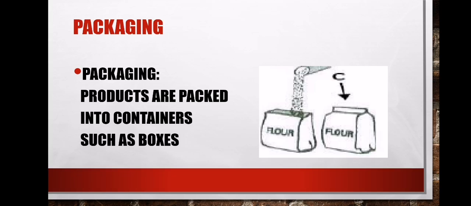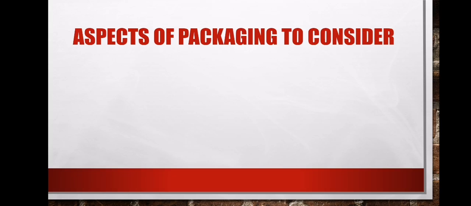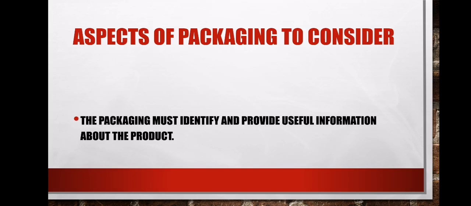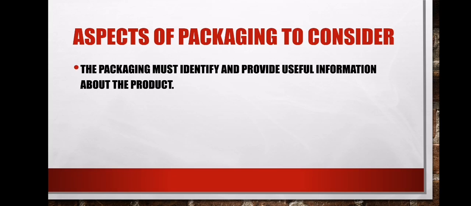Now, we must take note of the fact that when you are packaging the product, there are guidelines that we must follow. What are those guidelines? One, the packaging must show useful information, which is product identification. You talk about the size of the product. You talk about the way this product was produced. If you talk about food, you must also provide us with the ingredients of that one.